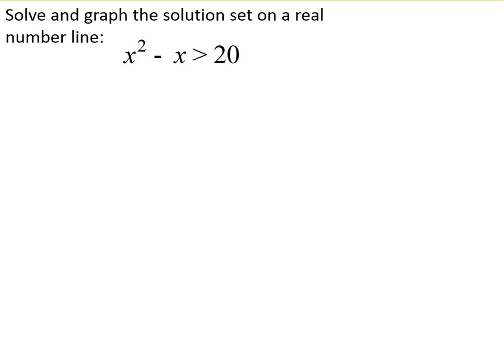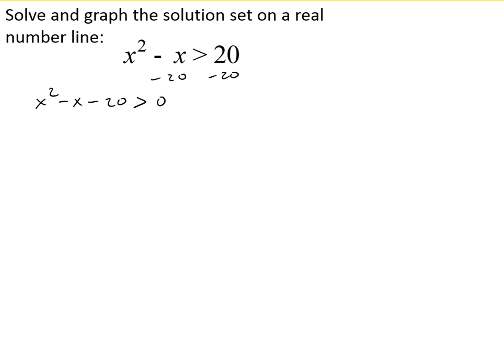To solve a polynomial inequality like this, we want to get a 0 on one side of our inequality symbol, so we're going to go ahead and subtract 20 from both sides. That's going to give us x squared minus x minus 20 is greater than 0.